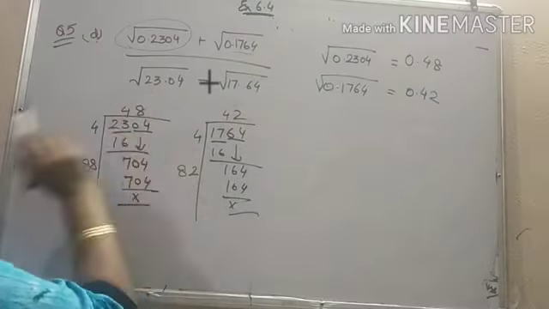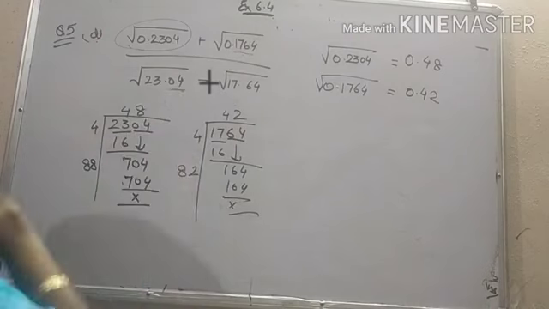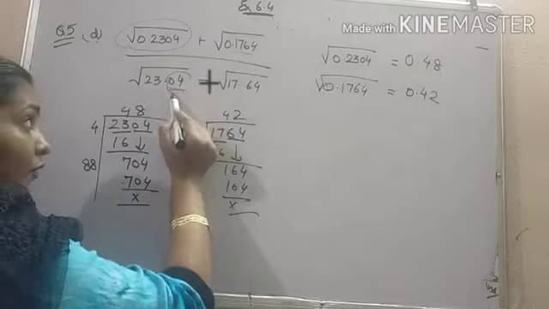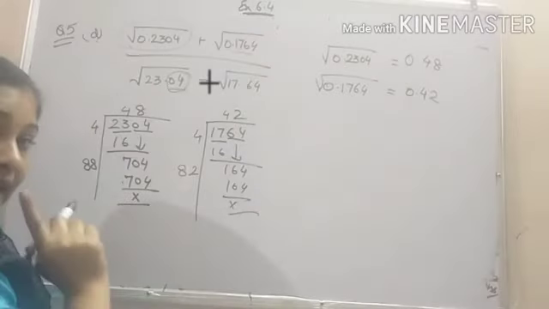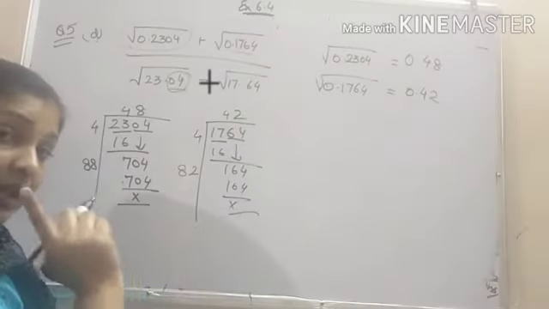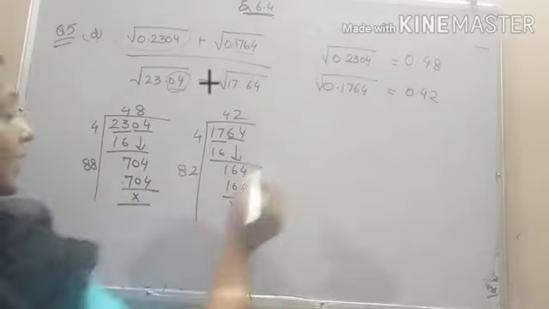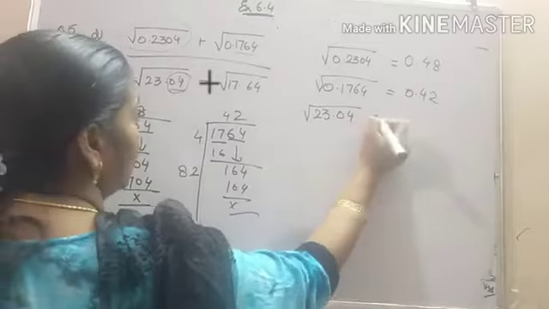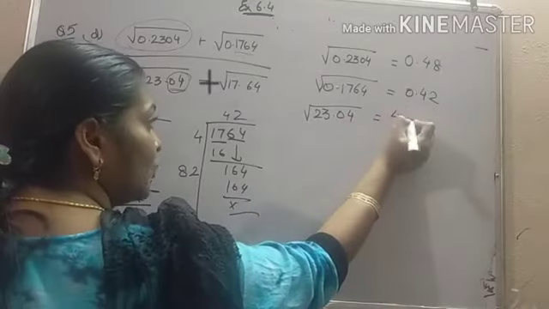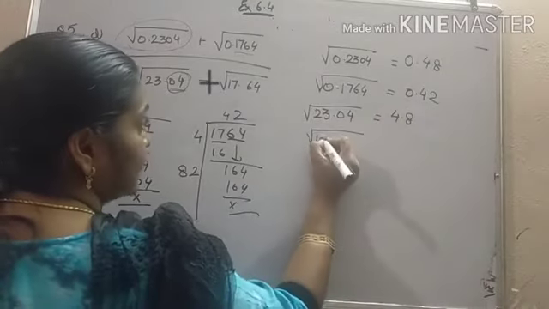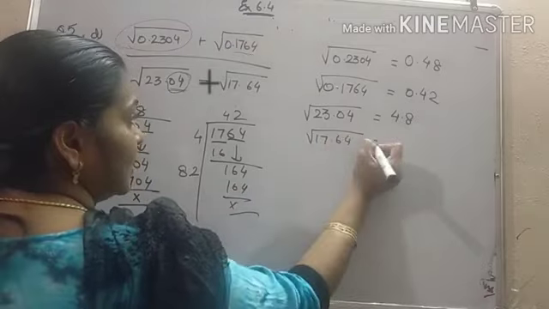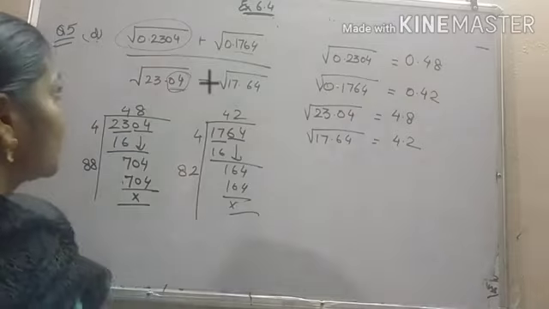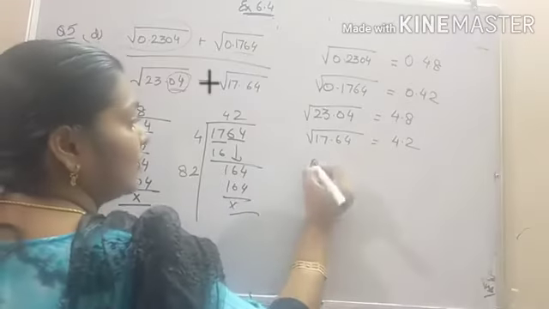But in the case of the denominator, there are only 2 places after the decimal. So half of 2 will be 1. That means there will be only 1 place after the decimal. That means 23.04 is equal to 4.8 and 17.64 is equal to 4.2. Now you can easily solve this problem. Just substitute the values.